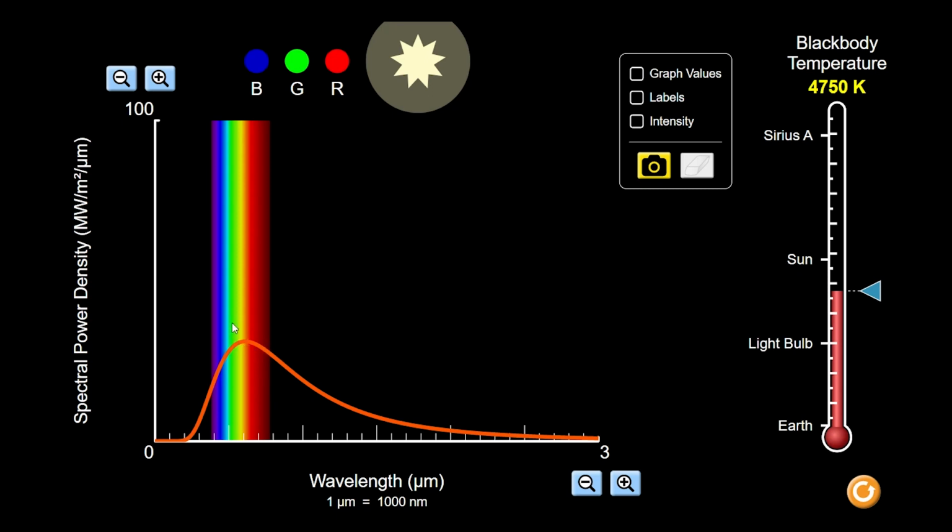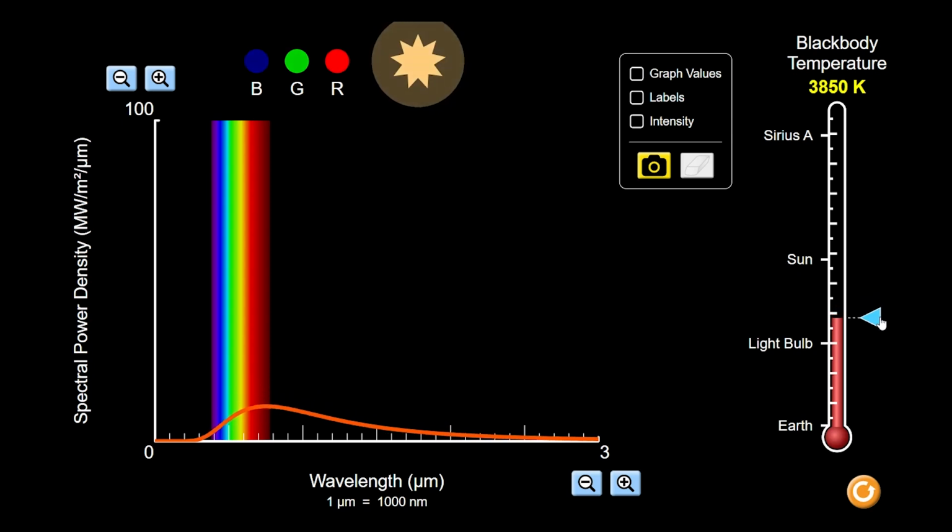It's moved from green to yellow. So this less hot object is giving off yellow light. I'm going to lower the temperature some more, and notice that the peak has now gone into the red. And note, two things. One is the peak has moved to longer wavelengths, or it's moved to red, and the radiation at all wavelengths has gone down.